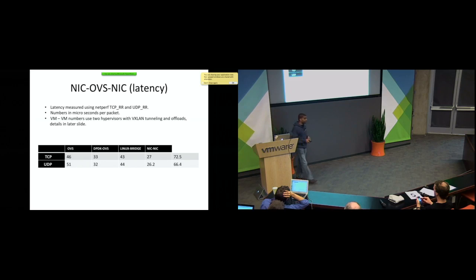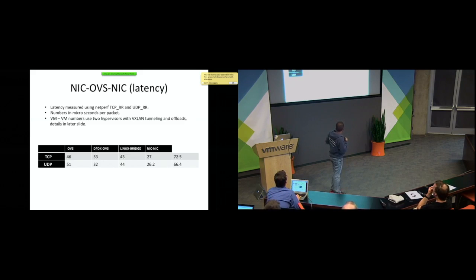Okay, so latency. The latency I was measuring using netperf, TCP-RR and UDP-RR. The numbers here I translated to microseconds per packet. So you can see these are the OVS latency numbers, 46 and 51. The DPDK OVS latency is much lower, it's obvious. And then Linux Bridge, the latency is 43 and 44.